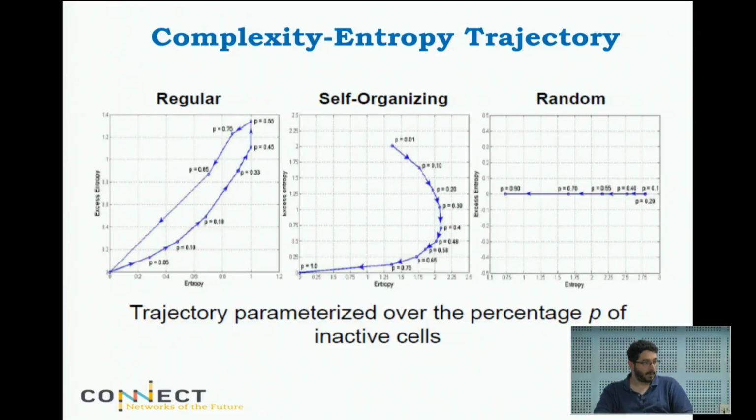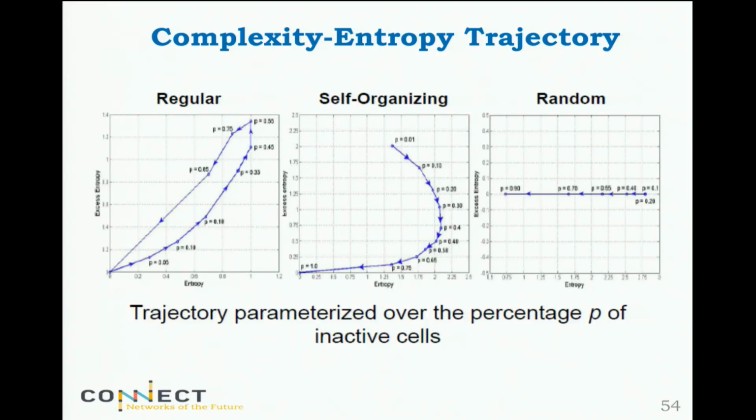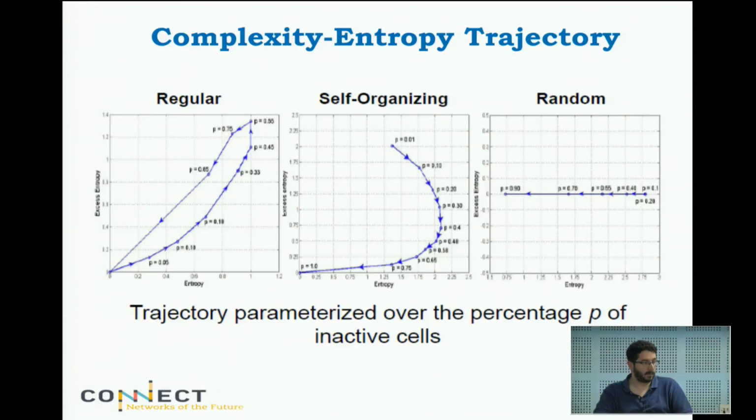So we did plot the excess entropy, which is the complexity we use in this context, and the entropy, and then showed what happens if you change the ratio of active cells. Increasing P means that you are increasingly switching off your network. If P is 0, all the cells are active. If P is 1, all the cells are inactive, and the other cases are in between. In a regular case where P is 0, you start from a regular allocation, where excess entropy, so complexity, and entropy are 0.